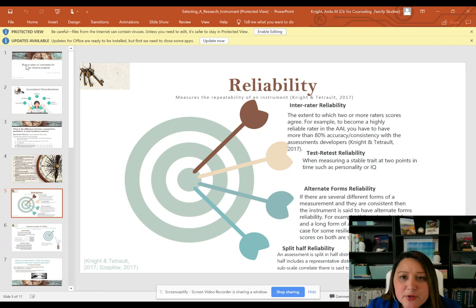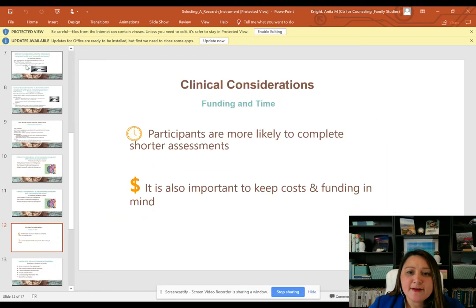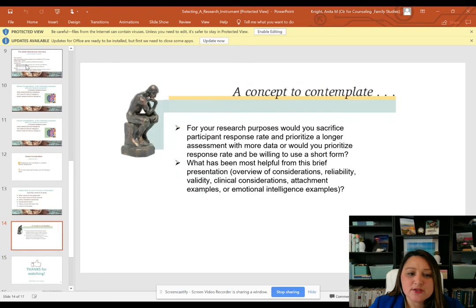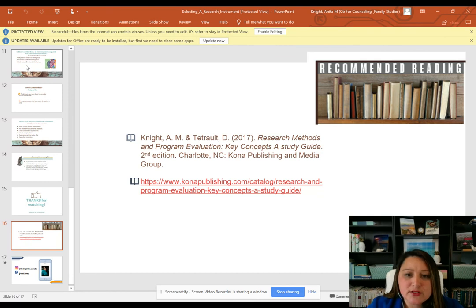Alternate forms reliability may occur when you have a short form and a long form, and you get consistent results on both. And split-half reliability may occur when you split an assessment in half and the 2 outcomes are consistent. For more on this topic, we recommend consulting the text Research Methods and Program Evaluation, Key Concepts, a Study Guide by Knight and Tetro.